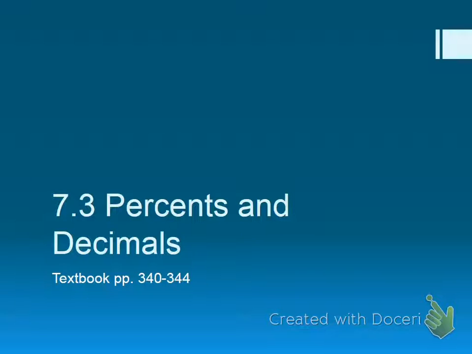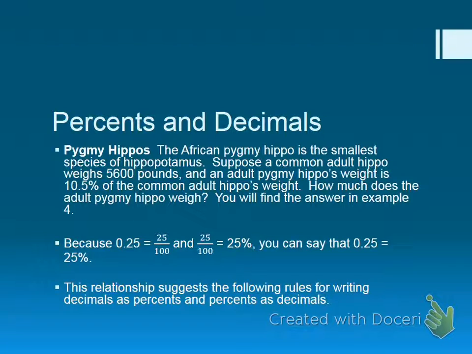All right, guys, we're in 7.3 today, percents and decimals. We're in our textbooks on page 340. You're going to notice in a couple ways, this is very similar to what we learned in 7.1. We're just looking at conversions between percents, decimals, even fractions. You're going to just, again, learn the relationship between the three of them.